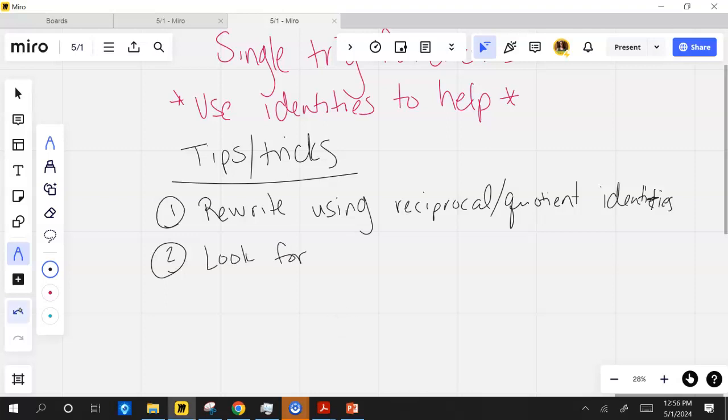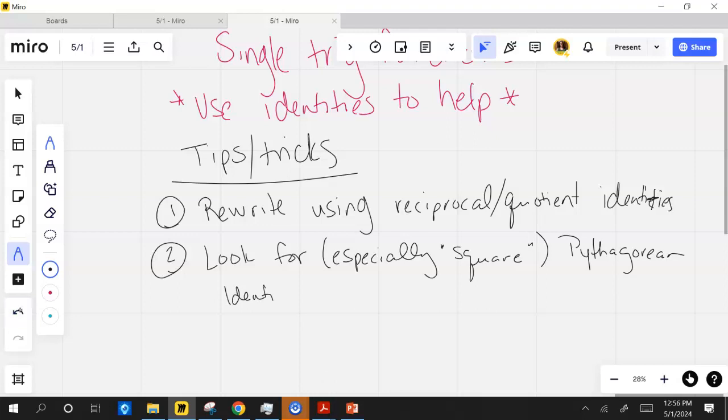Always look for, especially if you have a squared somewhere, but not only squares, a Pythagorean identity, or try to create one. And as dumb as it sounds, if you see a 1 in the problem, you could replace that with sine squared plus cosine squared, and it might help you eliminate something. It might help something cancel out, cross out, or anything like that.